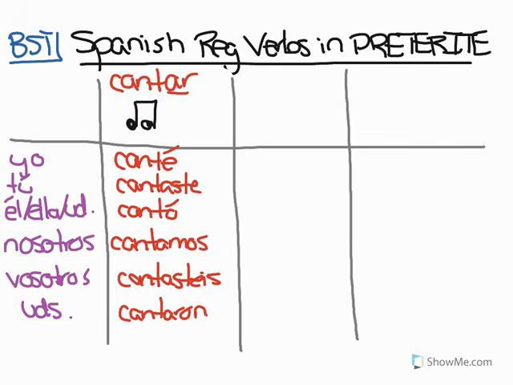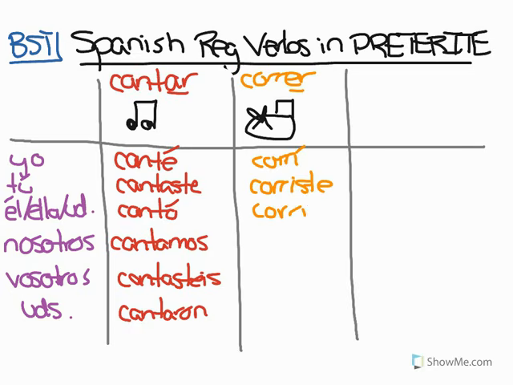If I take the verb correr, a verb ending in ER, which means to run, here's my tennis shoe, I would conjugate it in the preterite as corrí, corriste, corrió, corrimos, corristeis, and corrieron.